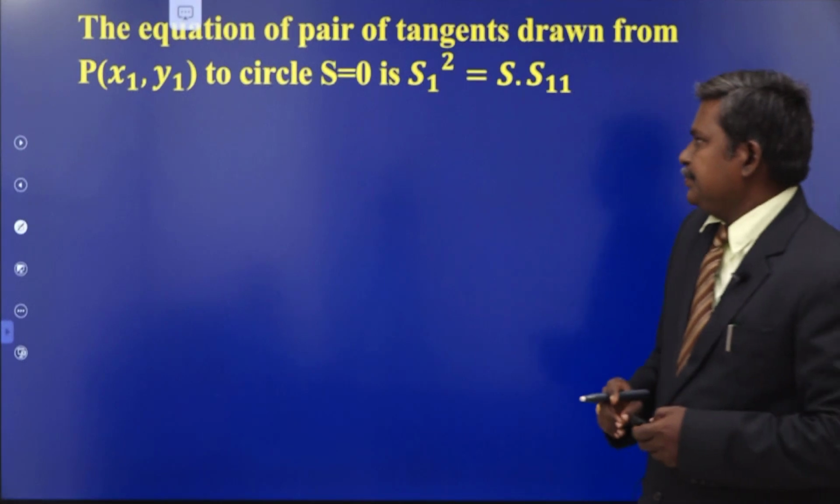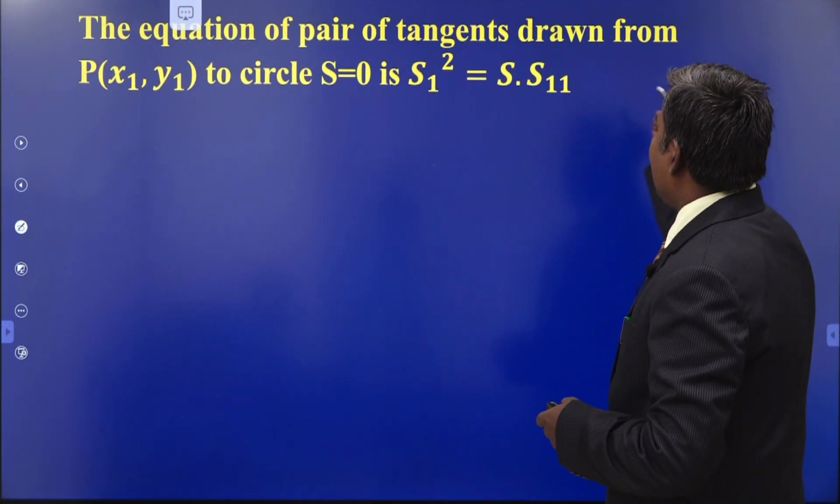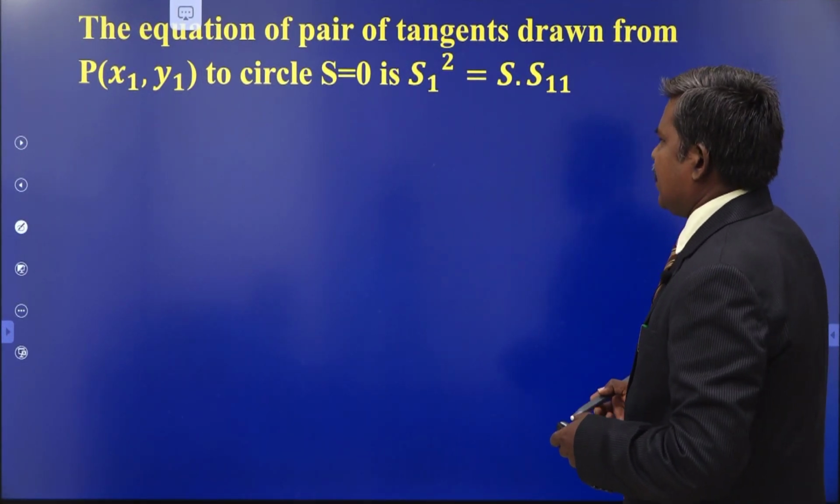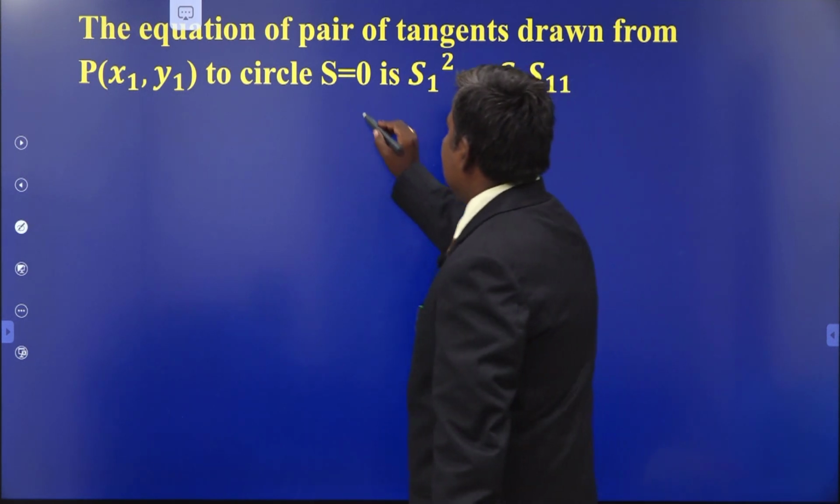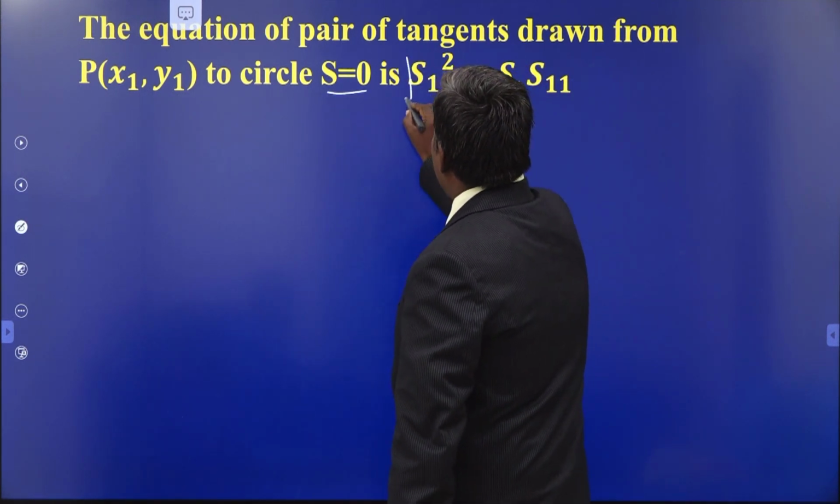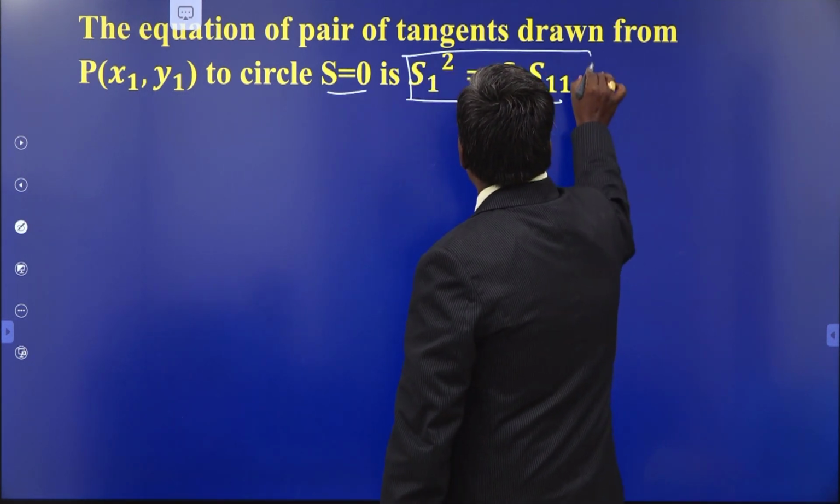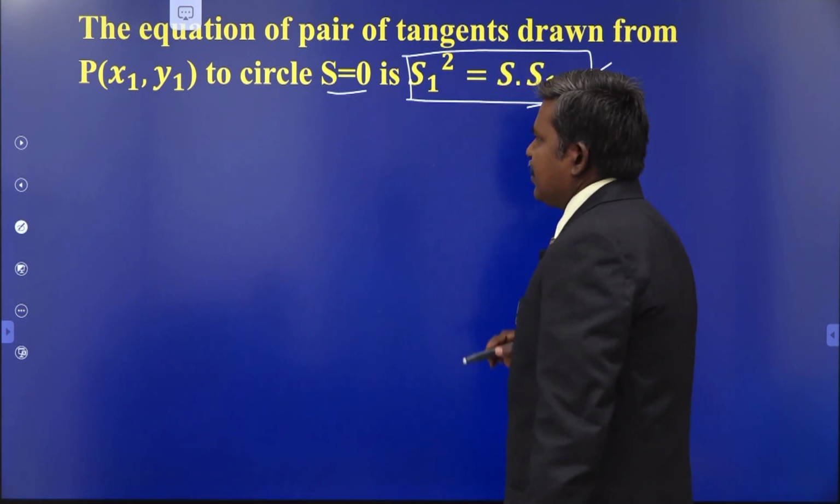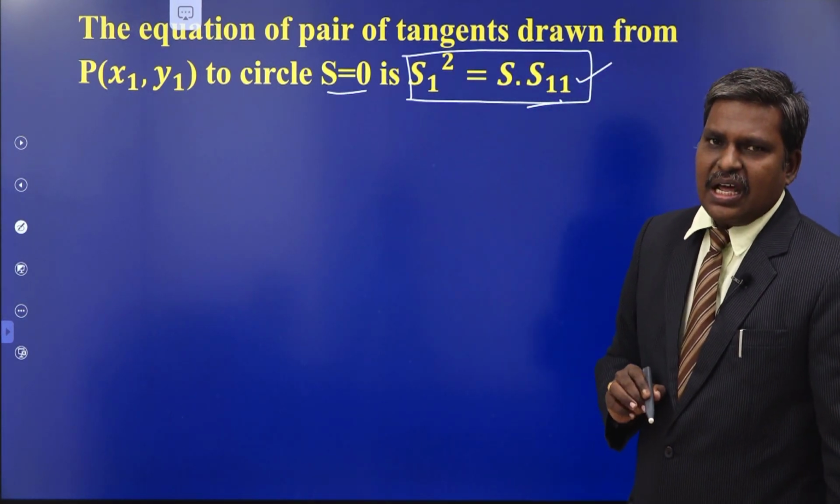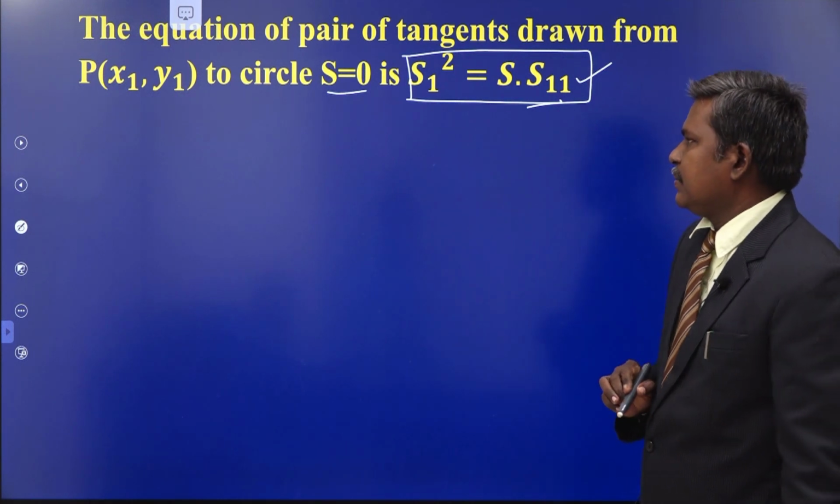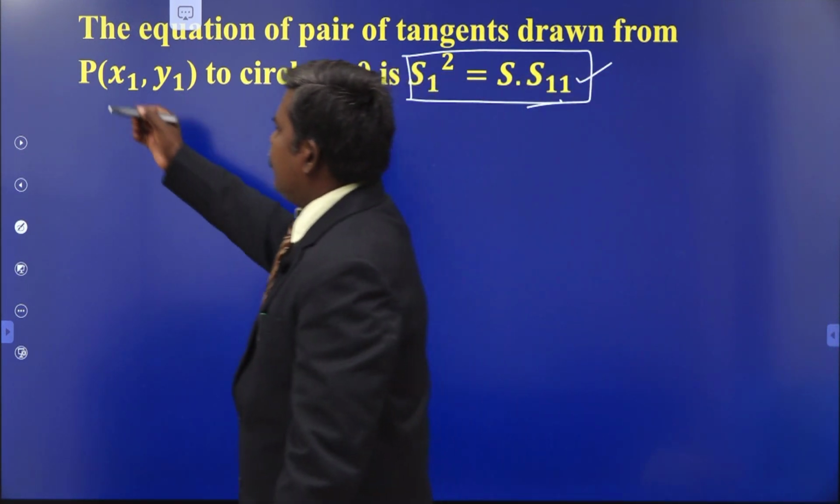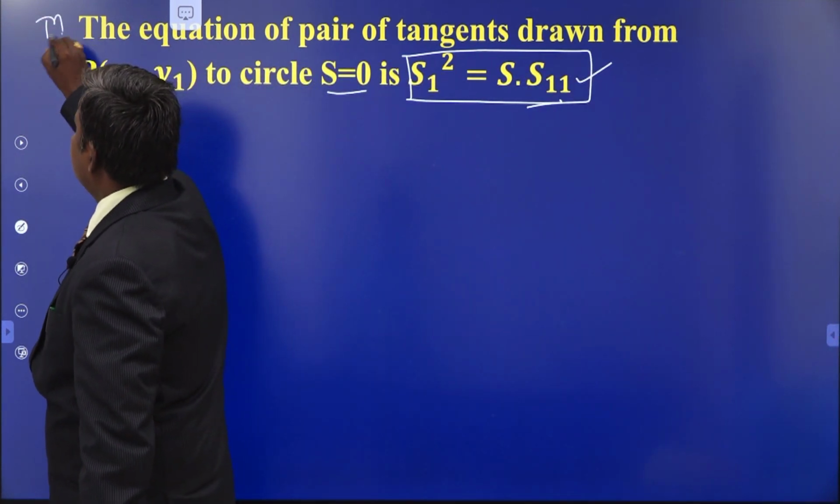Next thing, see this theorem. The equation of pair of tangents drawn from P (x1, y1) to the circle S equal to 0 is S1 square equals S into S11. This is the combined equation of the pair of tangents drawn from an external point to the circle. So this is also a very important theorem for you.